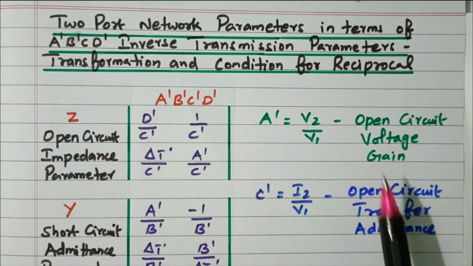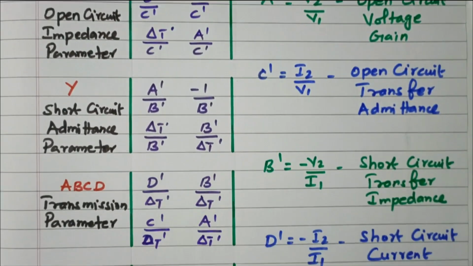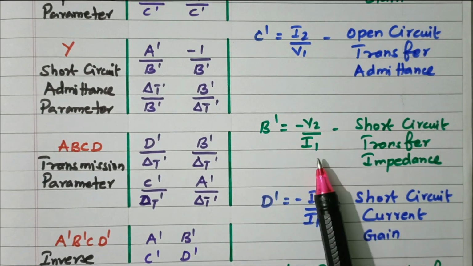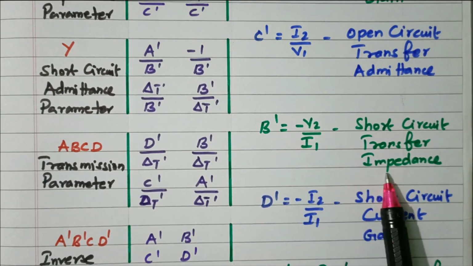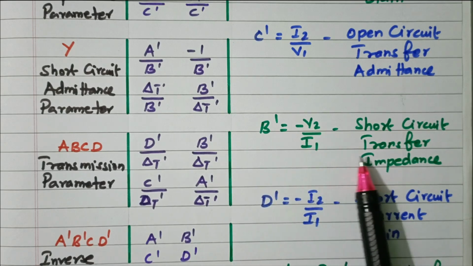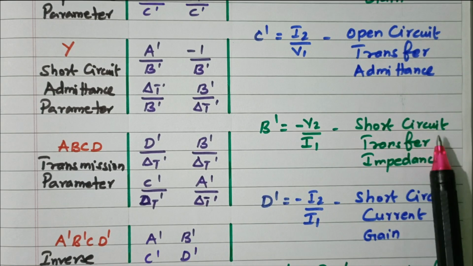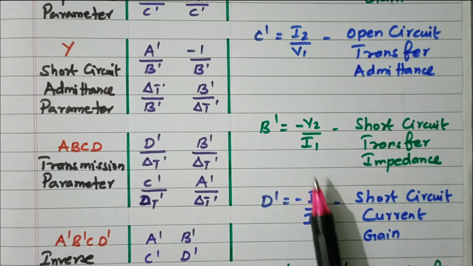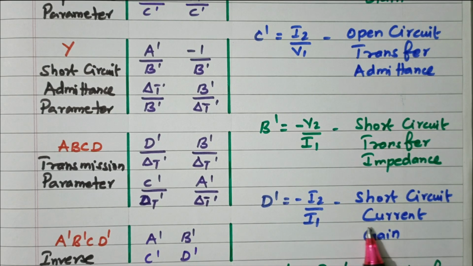First two parameters refer to open circuit, the remaining two parameters refer to short circuit. B dash is V2 by I1. Here it is V by I, so impedance: output port voltage and input port current, so the transfer impedance, short circuit transfer impedance. D dash is minus I2 by I1. Here both are currents, output current by input current, so current gain, short circuit current gain.